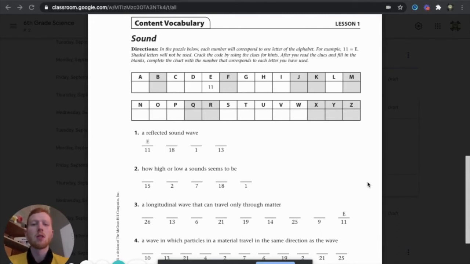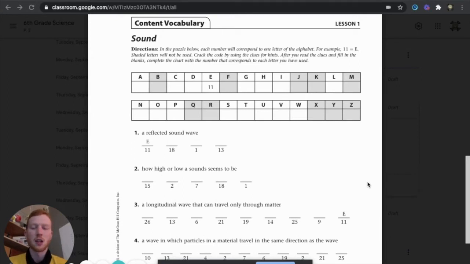In the puzzle below, each number will correspond to one letter of the alphabet. For example, 11 equals E. Shaded letters will not be used, so you don't need to worry about the shaded letters. Crack the code by using the clues for hints. After you read the clues and fill in the blanks, complete the chart with the number that corresponds to each letter you have used. These are going to be vocab words.